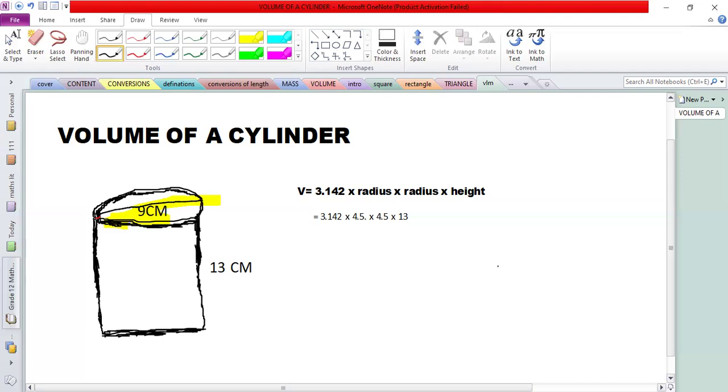It will be 3,142 times 4,5 times 4,5 times 13. Where does 13 come from? 13 is your height. I believe some might be confused. Let me repeat it once more. Volume of a cylinder is equal to 3,142 times radius times radius times height. So it's 3,142 times 4,5 times 4,5 times 13.